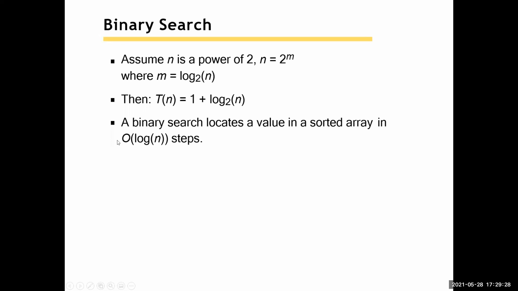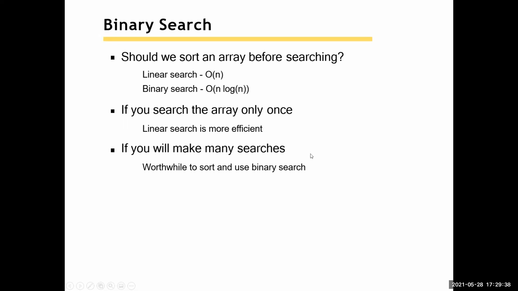So that means it's going to be very good for larger arrays. So linear search is big O n, binary search is n log n. And then we can decide which one we're going to be using.